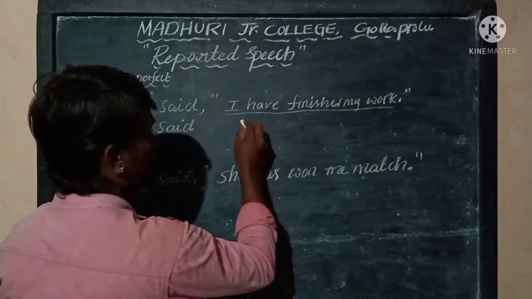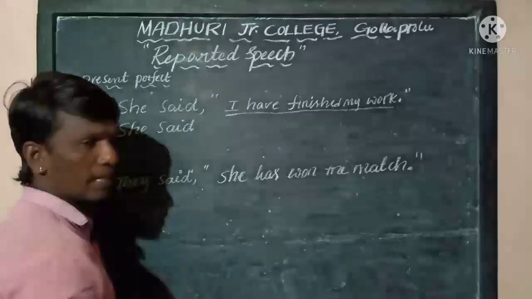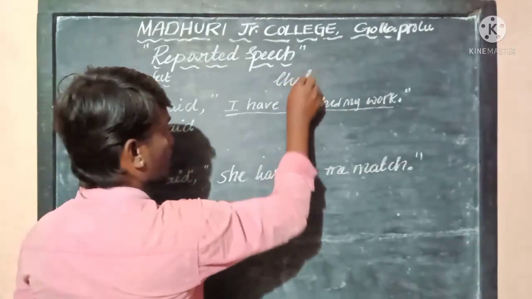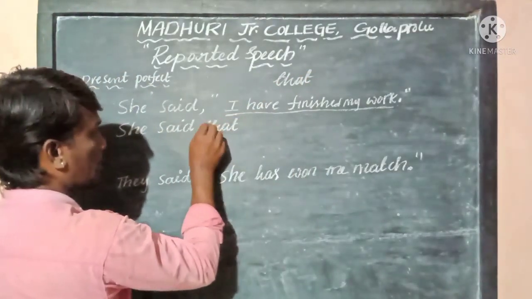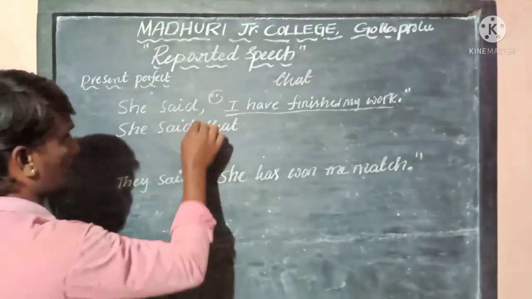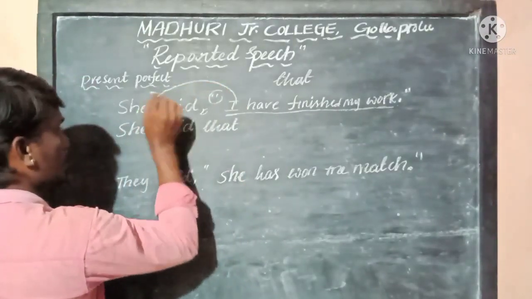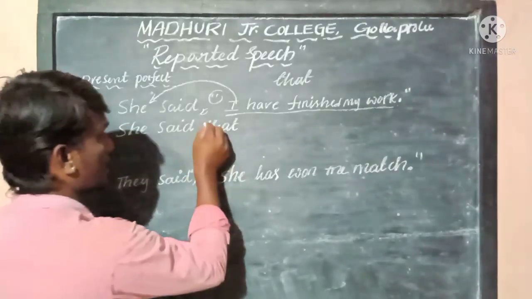Now what is the conjunction? See, if the sentence starts with the subject and ends with the full stop, this is a declarative sentence. Therefore that is a suitable conjunction. So here I take that to combine this reporting part with the reported part, and remove the full stop, the inverted commas and also the comma. So what does I refer to? I refers to she directly. So instead of writing I, you should write she.